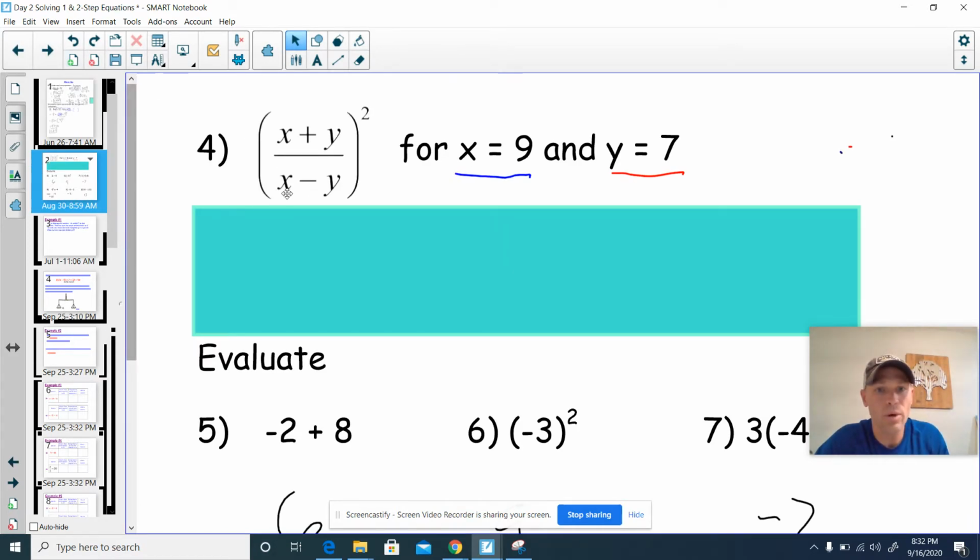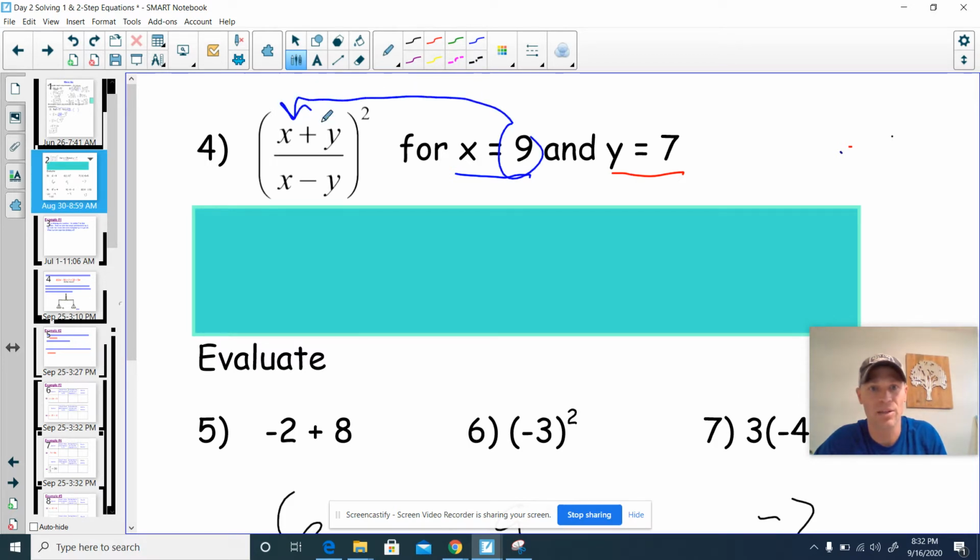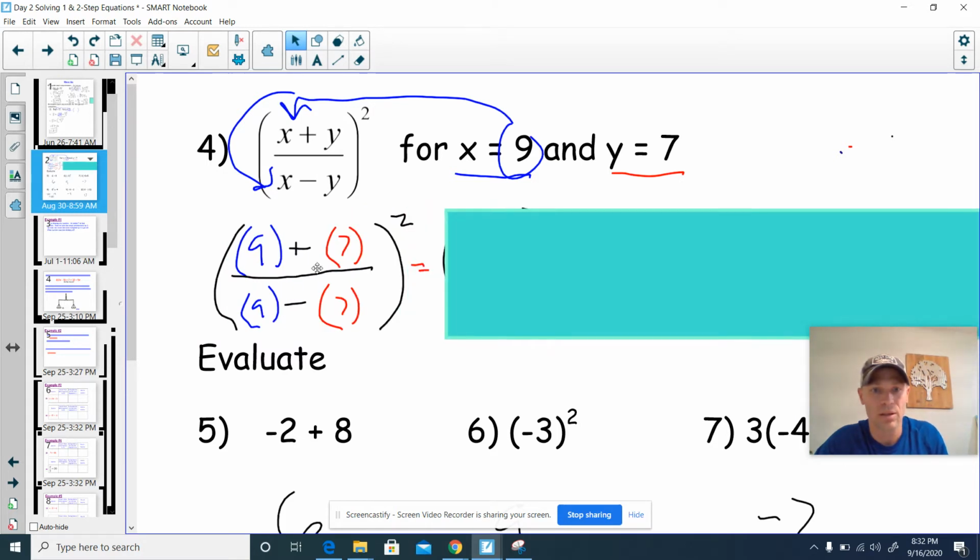And number 4, warm up, again, same idea, but a little bit more complicated. So x is equal to 9. 9 goes in for x here and here. And then y is equal to 7, which means 7 goes in for y in both locations. So in substituting, 9 is in for x, 7 is in for y.